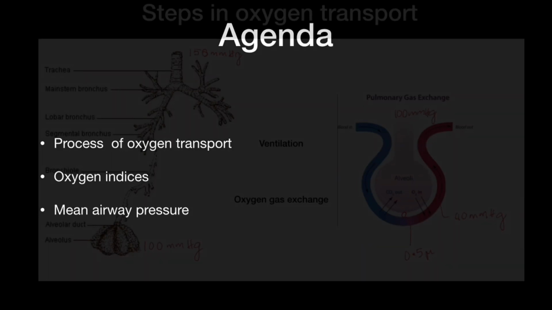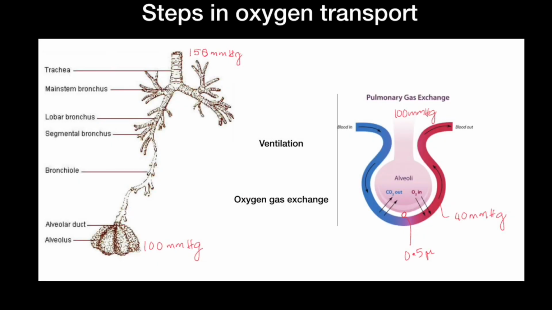Now let's look at the steps in oxygen transport. Before we go into steps in oxygen transport, let us define respiration. Simple respiration is the process of delivering oxygen to the cell, and it carries away the byproduct of it, which is called carbon dioxide. So this process of respiration involves gas exchange in the lung, circulation of gases through the bloodstream, and transfer of gases at the cellular level.